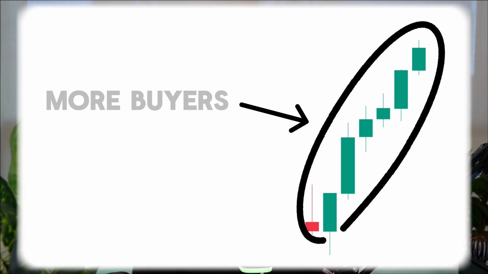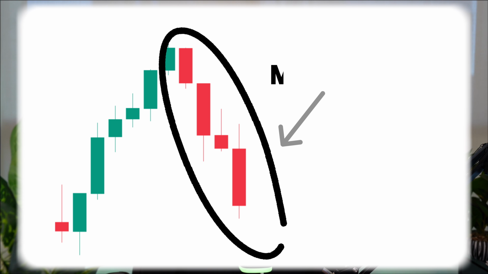Now, a lot of people think the market goes up because there are more buyers than sellers, or the market goes down because there are more sellers than buyers, but that is not true. There has to be a buyer for every seller and vice versa. So what actually moves the markets is the balance or imbalance between aggressive orders and passive orders.